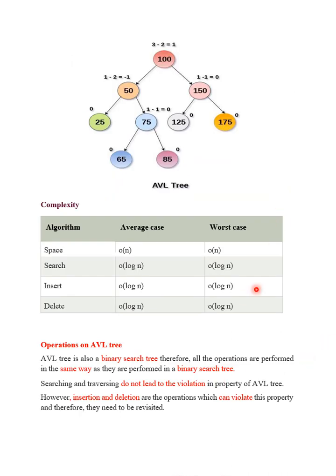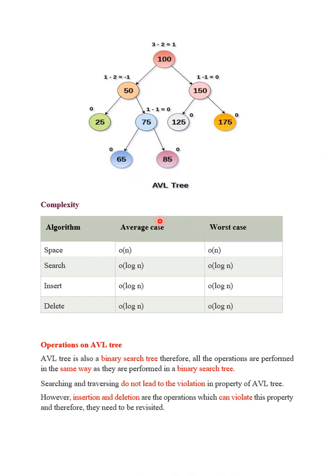Next, consider this example. This is a self-balancing binary search tree, that is, an AVL tree. All the leaf nodes have balance factor 0. If I want to calculate the balance factor for 75, it is left minus right, 1 minus 1, which is 0. If you want to calculate for this one, left is 1 and right is 2, so 1 minus 2 is equal to -1. If I want to calculate for the root node, 3 is the maximum height on the left side and 2 is the maximum height on the right side. So 3 minus 2 is 1. This is how we have to find the balance factor.